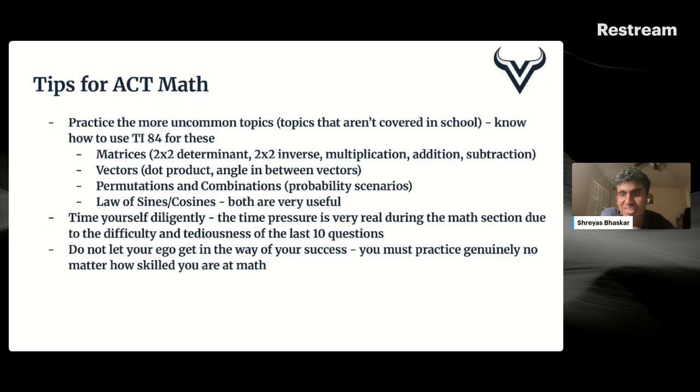And don't let your ego get in the way of your success. You must practice genuinely, no matter how skilled you are at math. Even if you're 3 years ahead, 4 years ahead in math, ACT math is going to be completely different to whatever you've done. You need to practice it that way.